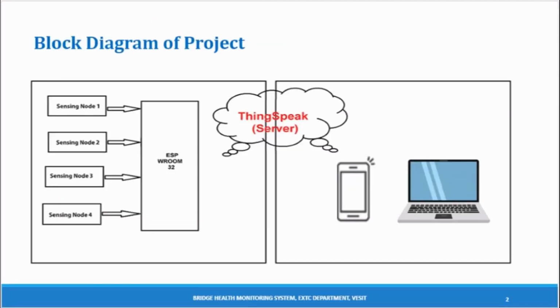The block diagram is divided into different units, namely sensing unit, processing and transmission unit, and lastly server. In the sensor unit, four sensors are used which will measure the physical quantity. Here the ESP32 is used to process the analog data from the sensors into digital data. The converted digital data is transmitted wirelessly to the web server.